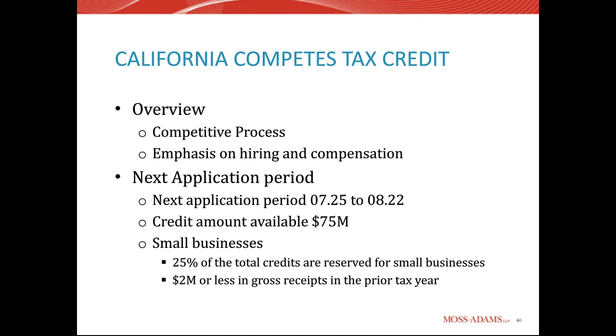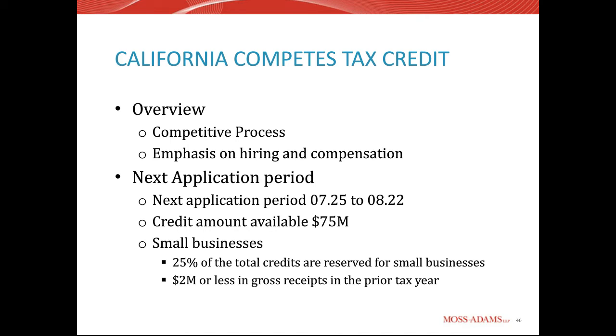There are 3 application periods each year where companies can apply for the Cal Competes credit. The 3 application periods for the upcoming fiscal year are announced at the beginning of the fiscal year in July. The 3 application periods generally fall about the same time each year. For the 2016-17 fiscal year, the application periods are: the first one July 25th, 2016 through August 22nd. The next will be January 2nd, 2017 through January 23rd. And the final one will be March 6th, 2017 through March 27th.